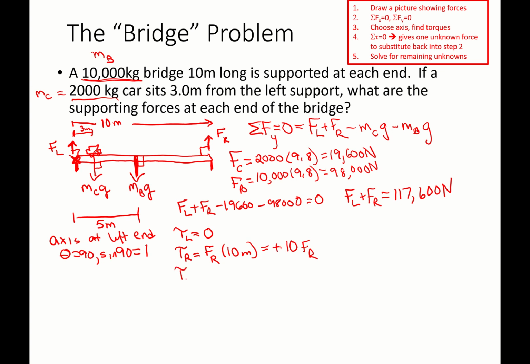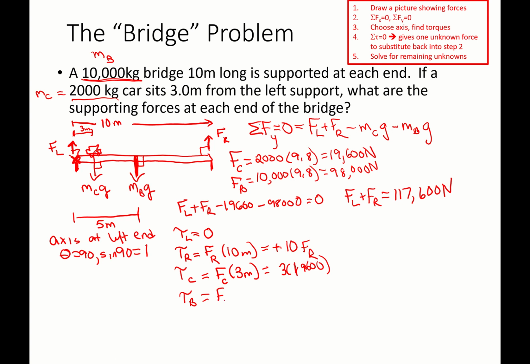All right, torque from the car and torque from the bridge are the other two torques that we have to do. Okay, so torque from the car is going to be the force from the car times the distance of the car, and it told us that the car was 3 meters from the left end, and that's sort of why I chose to do it from the left end, because I already knew the distances. All right, so it's just going to be 3 times 19,600.